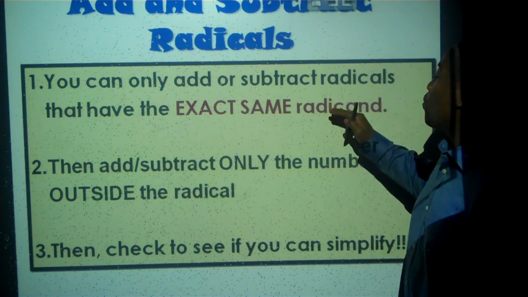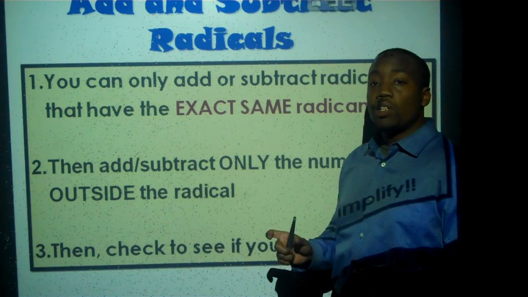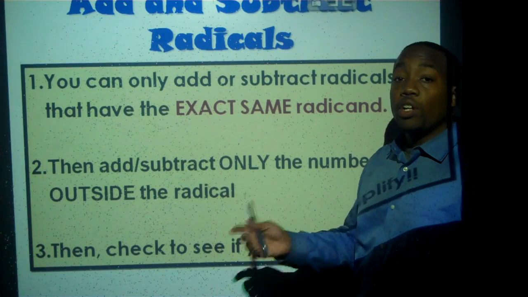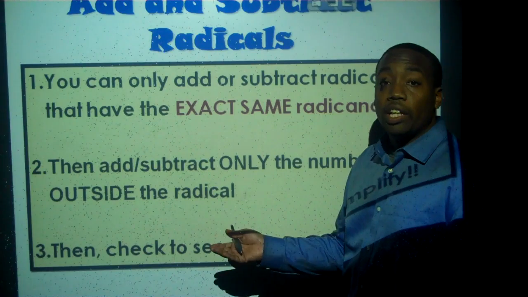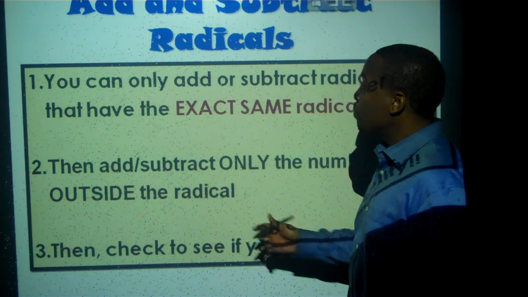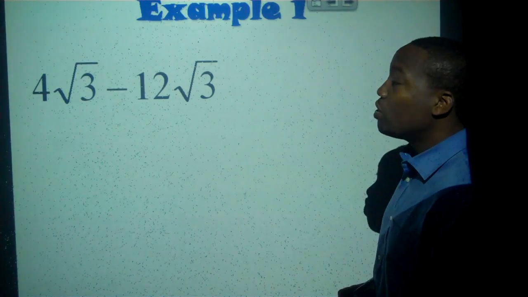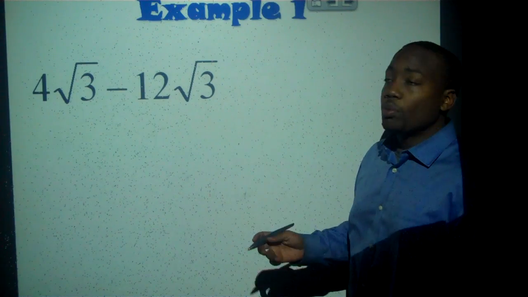Exact same radicand. If you have those exact same ones, then you can add them up. If you don't, then you have to leave it alone. You have to leave it the way it is. So let's go through and jump into the first example.